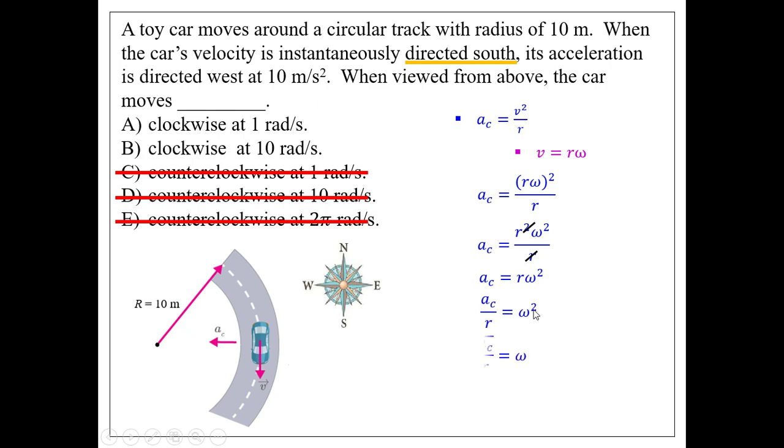R is given, so I'm just going to do algebra. I'm going to isolate for omega squared, dividing both sides by R. I'm just going to replace a_c with 10. R is also 10. And then I want to square root both sides to find omega. So if you keep it right now, 10 over 10 is just 1. The square root of 1 is just 1. So let's go ahead and highlight choice A.